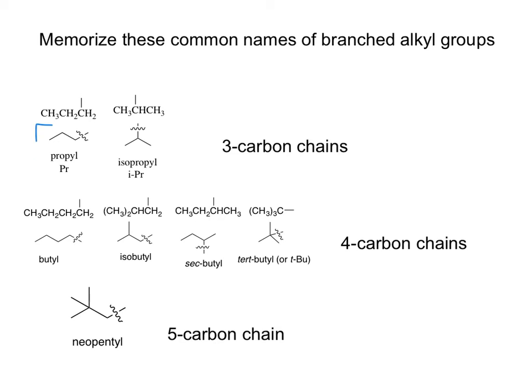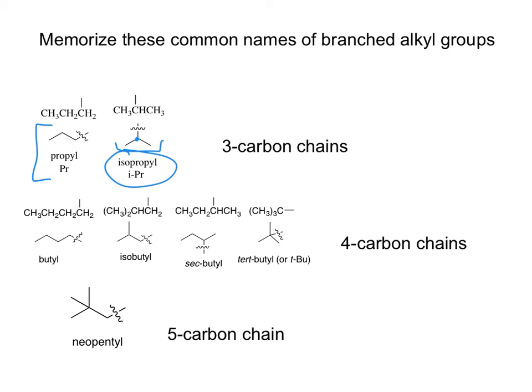In addition to straight chain alkyl groups, we can get branched alkyl groups. So for example, this would be the normal straight chain 3-carbon alkyl group, which we would call propyl. But you can also have it arranged like this, where there is essentially branching, and this carbon is attached to two other methyls, and we call that an isopropyl group.